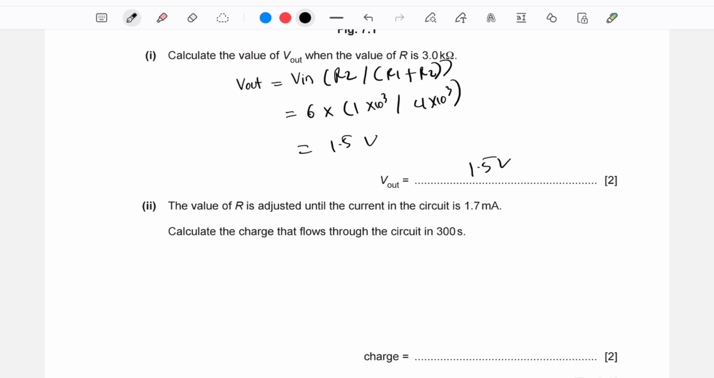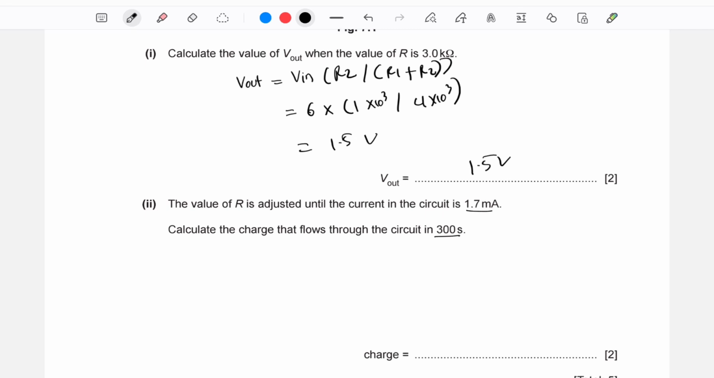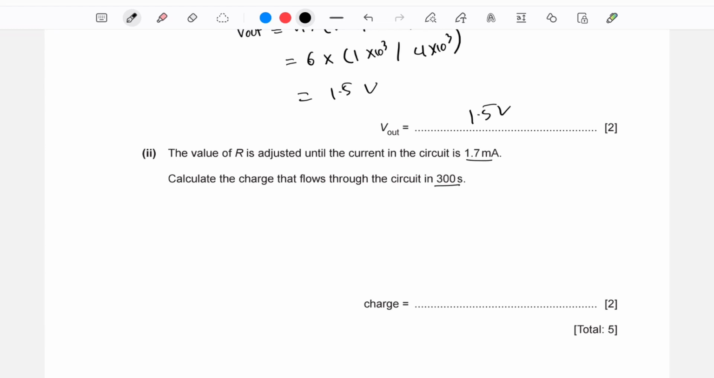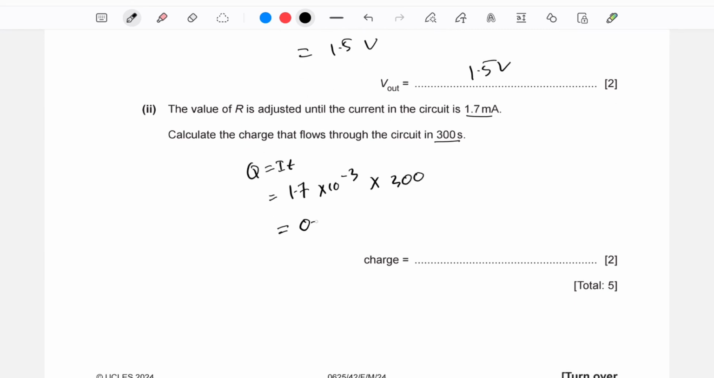Part 2. The value of R is adjusted until the current in the circuit is 1.7 milliamps. Calculate the charge that flows through the circuit in 300 seconds. Okay, we have the time, we have the current. We can use the equation Q is equal to IT, where we know that the current is 1.7 milliamps, we are converting it to amps, multiplied by the time, which is 300 seconds. And that would give us the charge as 0.51 coulomb.